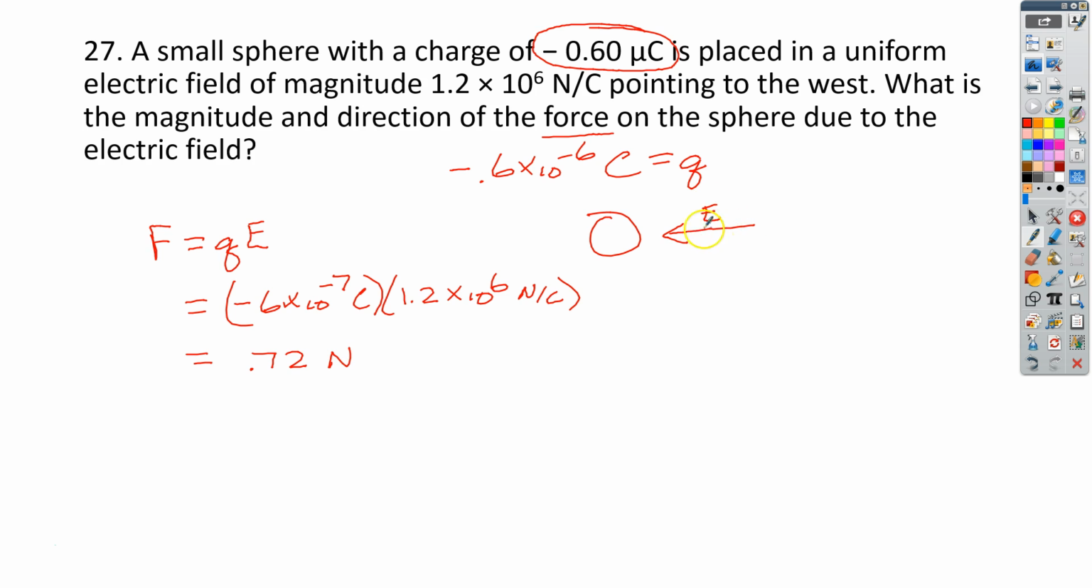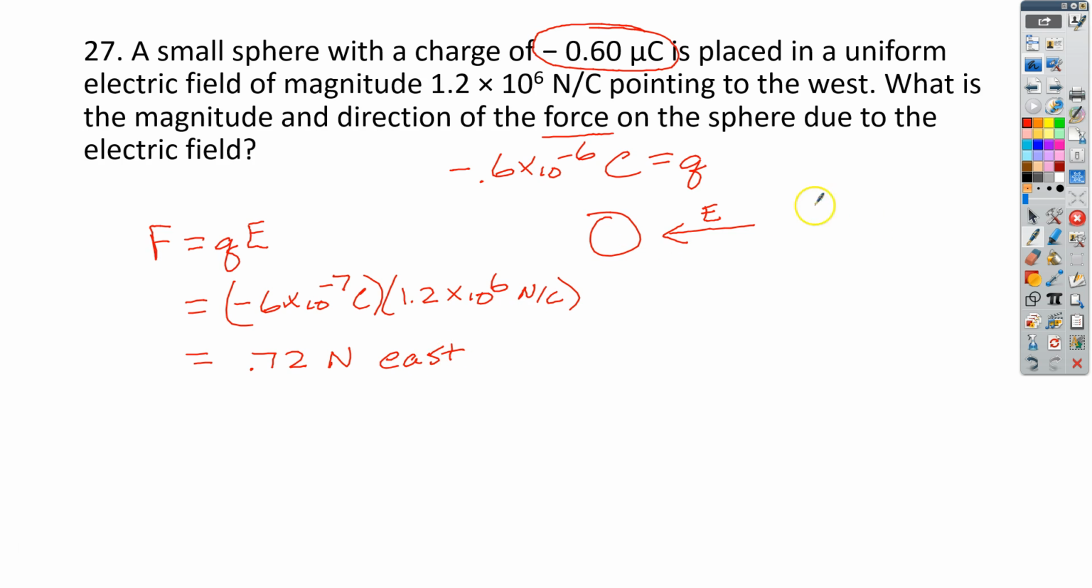So since the electric field is pointing to the left, and we have a negative charge here, so it says a small sphere, here's our sphere, it has this charge, and the electric field is going in this direction, then we know that the force has got to be going to the east. So it's got to be going in the opposite direction.